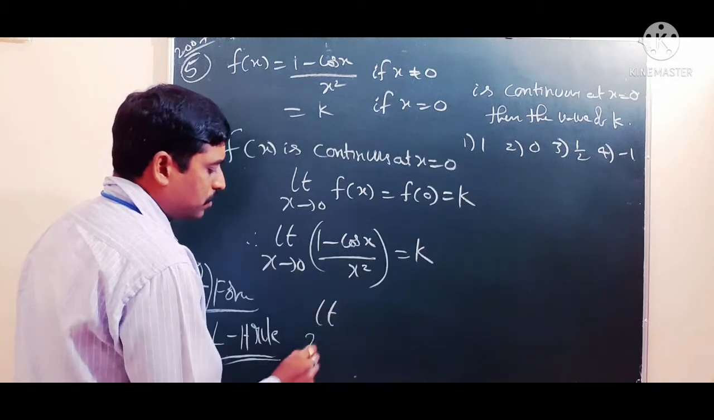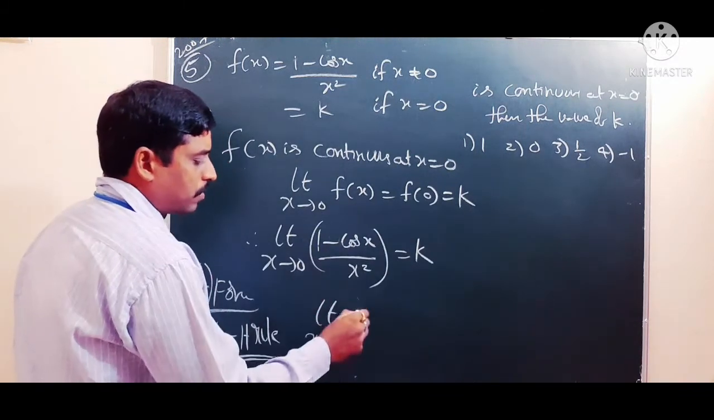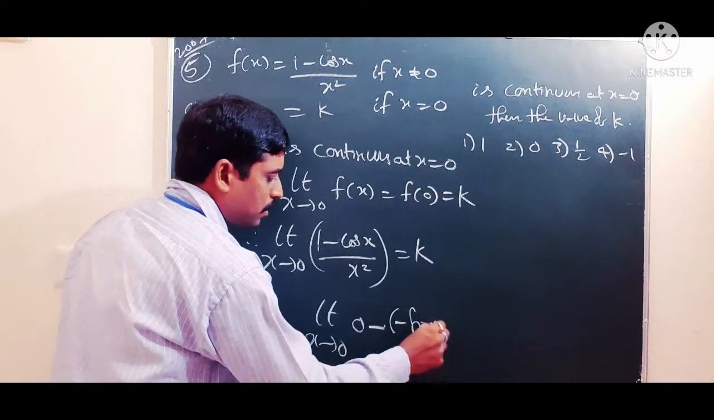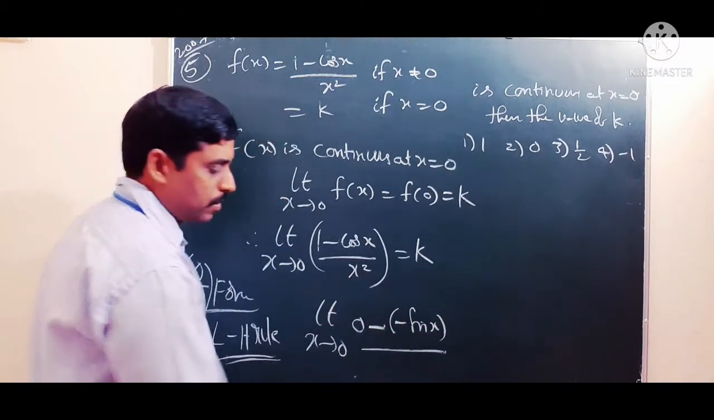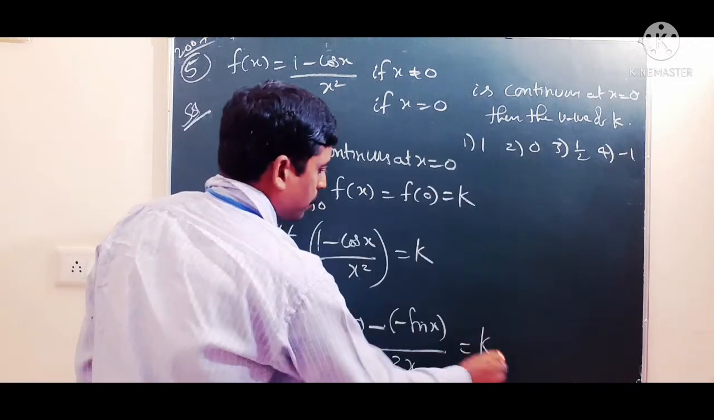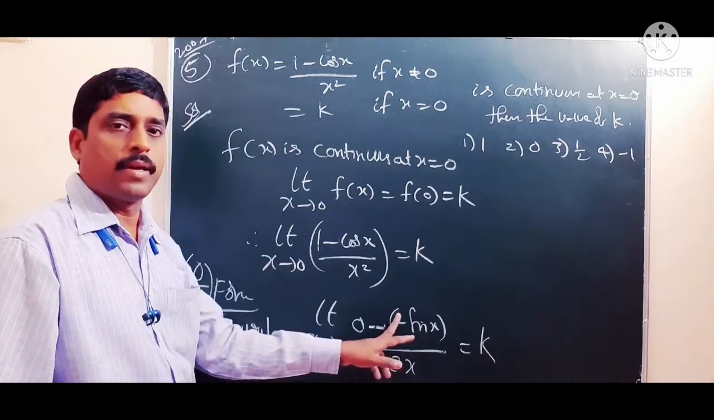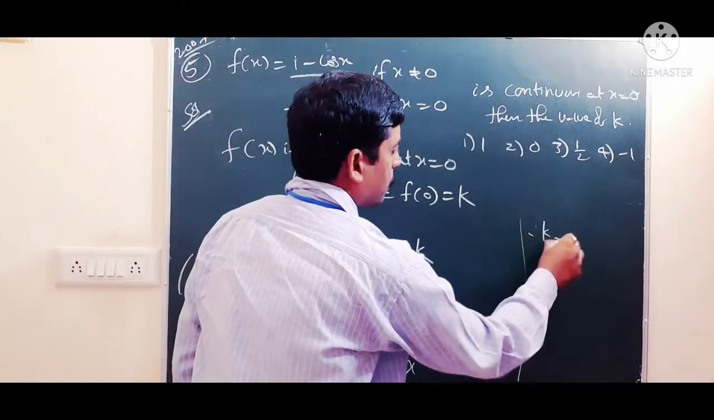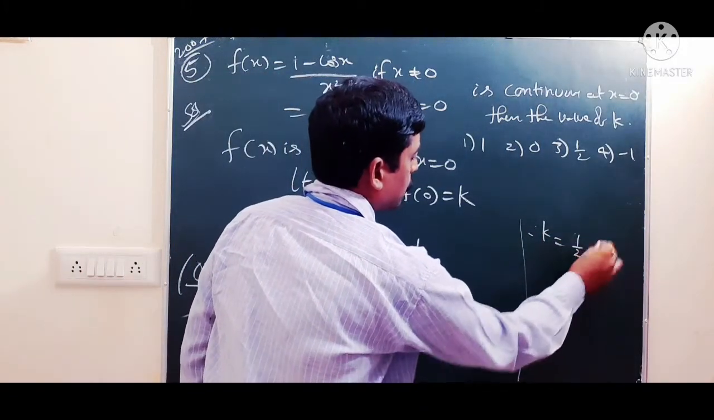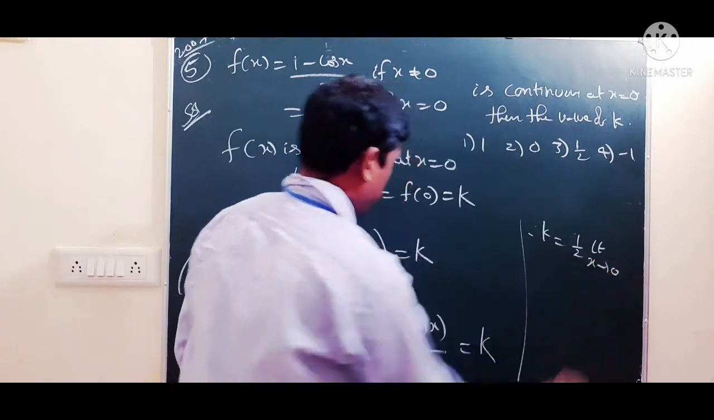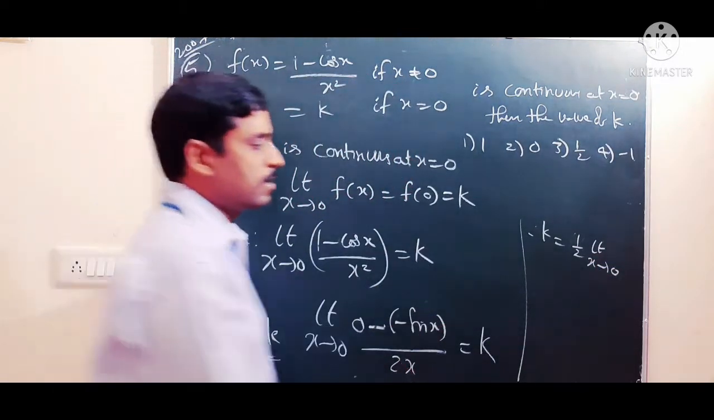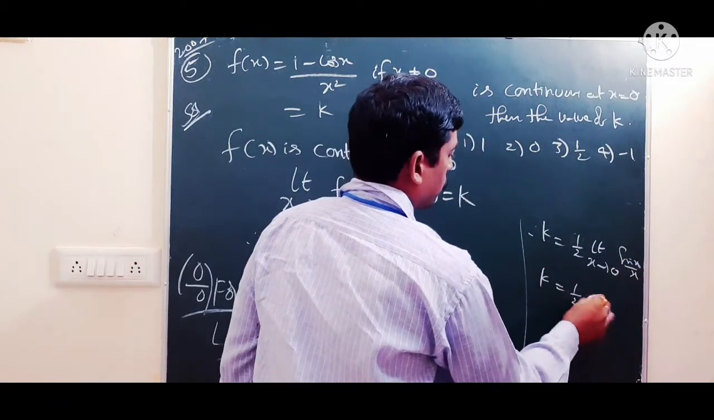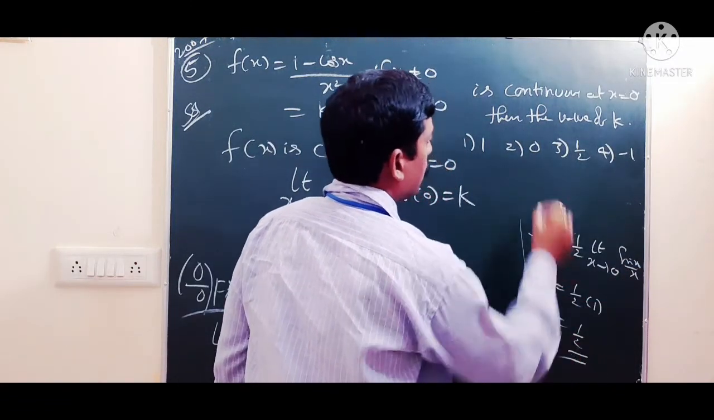So limit x tends to 0. Derivative of 1 is 0. Derivative of cos x is minus sin x. By derivative of x square, this will be 2x, equal to k. So minus into minus is plus. In this, 1 by 2 constant, k equals limit 1 by 2 constant. So limit x tends to 0, sin x by x. Sin x by x value is 1. So the answer is 1 by 2 into 1, equal to 1 by 2. Option 3 is correct.